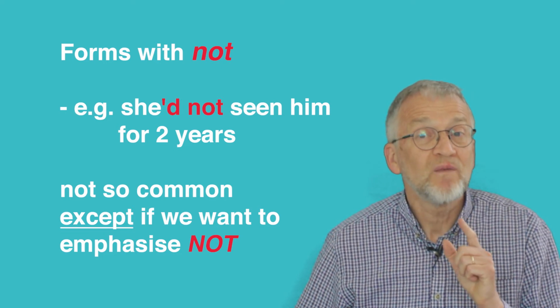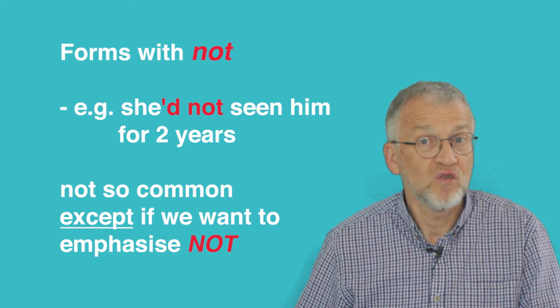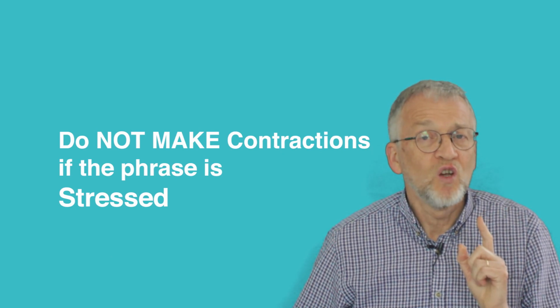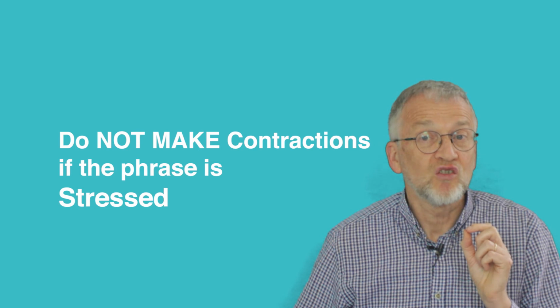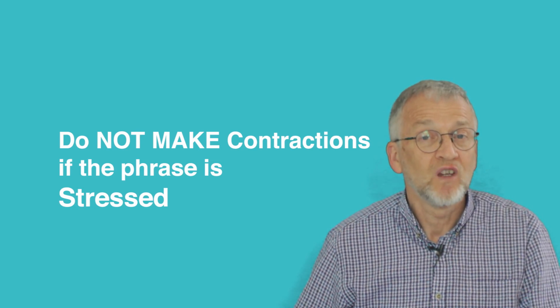Forms with not, for example, she'd not seen him for 2 years, are also possible, but not so common. Except if we want to emphasize not. Yeah, you say she'd not seen him for 2 years. Yes, okay. Stress in the sentence is important. We do not make contractions if the phrase is stressed.